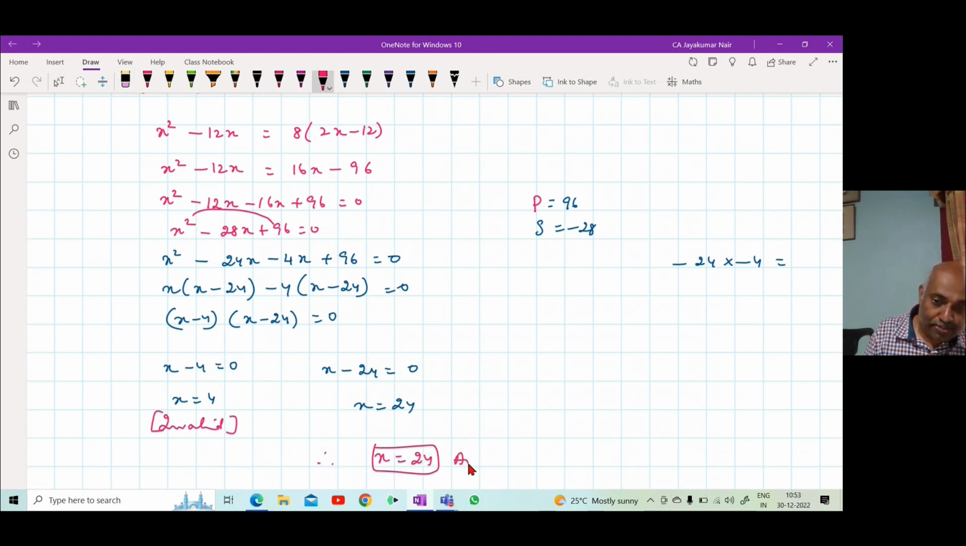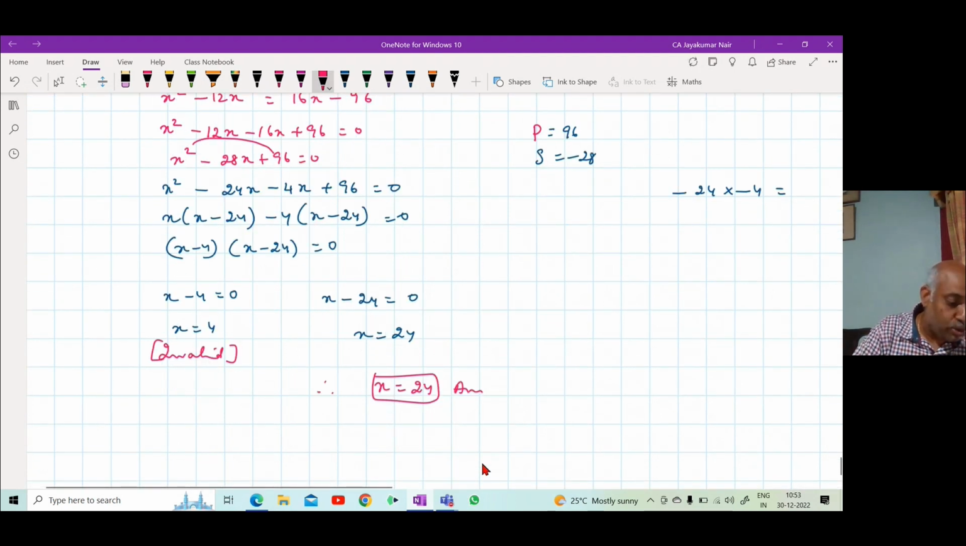This is your answer. This is the value you have to take. What is the question they are asking you? Find the number of days taken by Bijoy to complete the work. So Bijoy takes 24 days to complete the work. That's the answer.